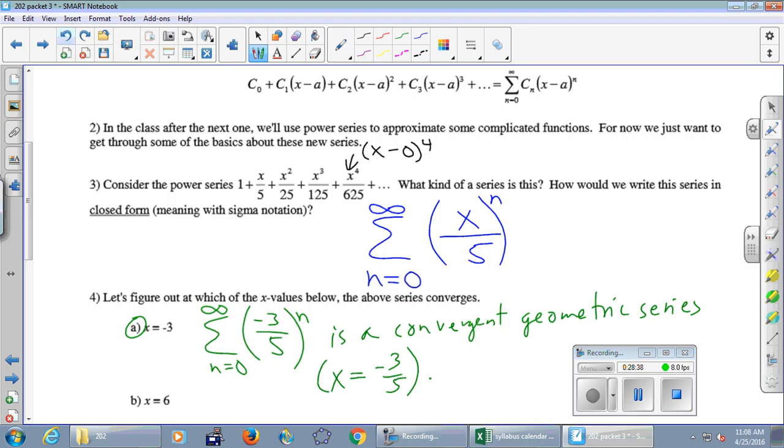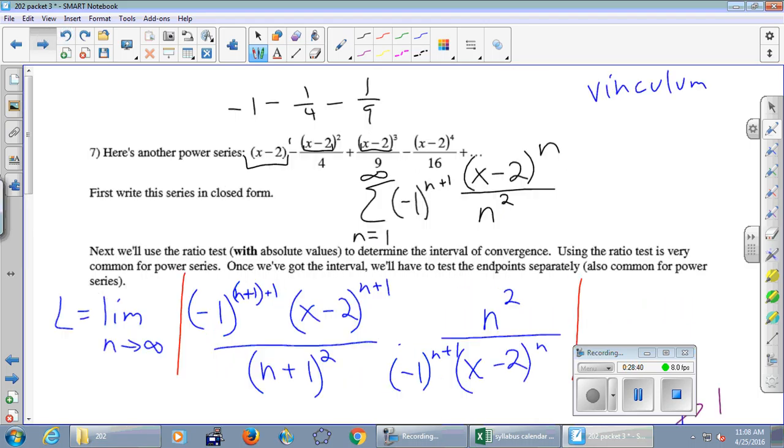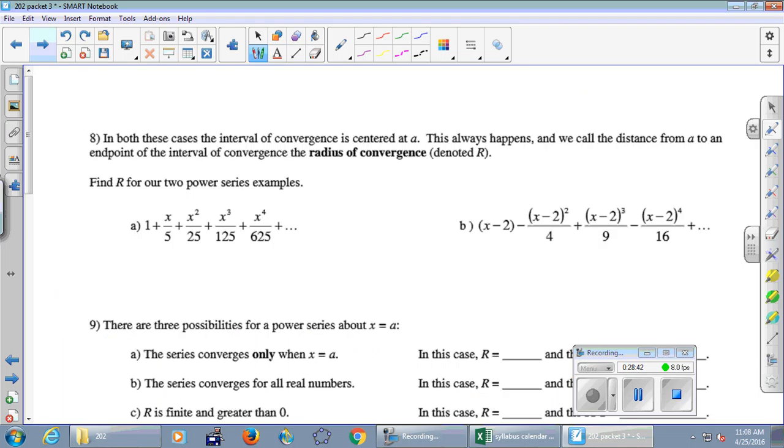Okay, so move ahead 2 pages from here. In both these cases, the interval of convergence is centered at a. A was just that number after the subtraction symbol. This always happens, and we call the distance from a to an endpoint of the interval of convergence the radius of convergence. It'll be clear with 2 examples here.